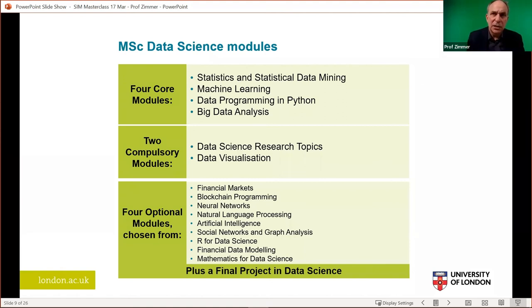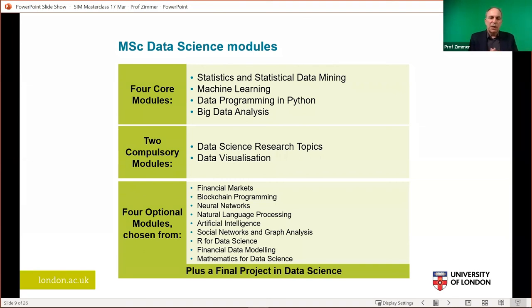Financial markets is a standard module in how it goes. It's for those of you who know what this means. It's Black-Scholes sort of stuff. It's working towards derivatives and how markets work in evaluating derivatives and things like that.